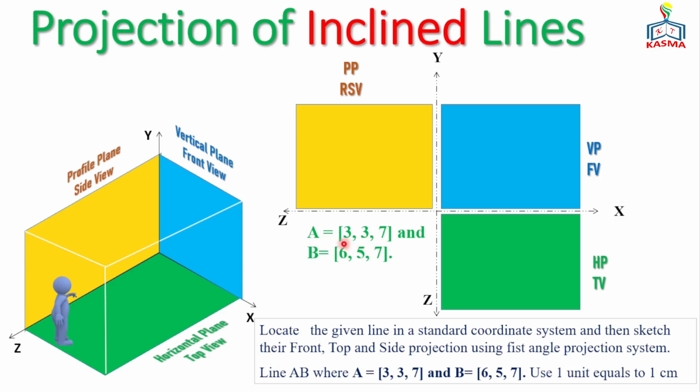The position of point A is 3 centimeters in X. So we measure from the origin along the x-axis 3 centimeters in this way. Once you get that, in Y it's 3 centimeters too. That means in the vertical direction it will have a 3 centimeter length. Once you measure that, in the z direction it is 7 centimeters. So parallel to the z-axis we measure 7 centimeters from here to here. That will be the position of point A. And then for the position of point B, it is 6 centimeters in X.